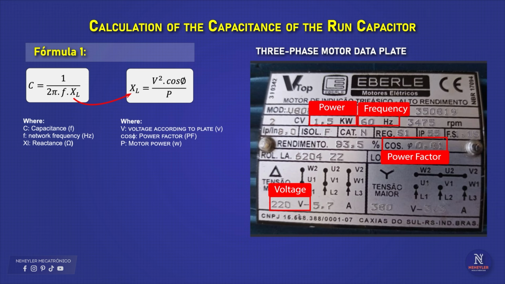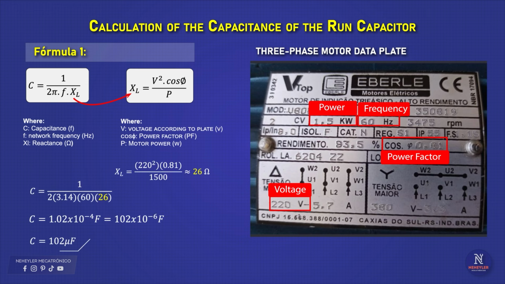So, if we replace this data in the formulas we have, the voltage to be considered is the triangle configuration or the lowest voltage indicated on the plate, which is 220. The power, on the plate, indicates that it is 1.5 kilowatts, but in the formula it must be considered only in watts, so it would be equal to 1500.